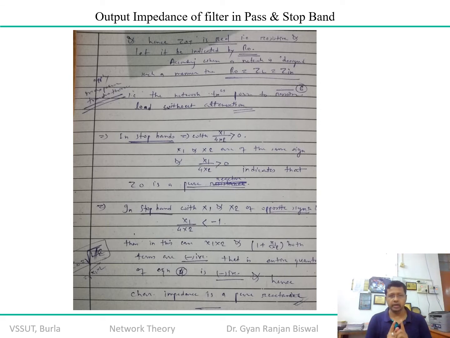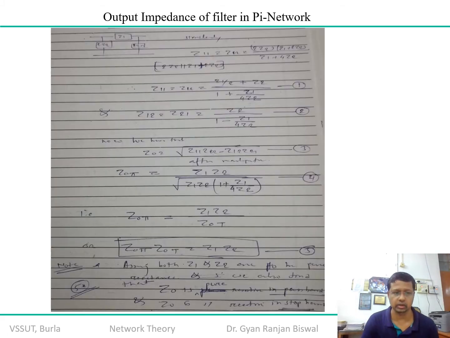Practically, remember, no filter can be perfectly reactive. There will be some losses. So the magnitude of the attenuation factor or attenuation loss alpha can only be measured if it is a transmission, and that criteria is satisfied between the two boundary conditions: the ratio of z1 upon 4 z2, or the ratio of x1 upon 4 x2, should be greater than -1 but less than 0. Please note this. I hope that this idea is now clear to you.